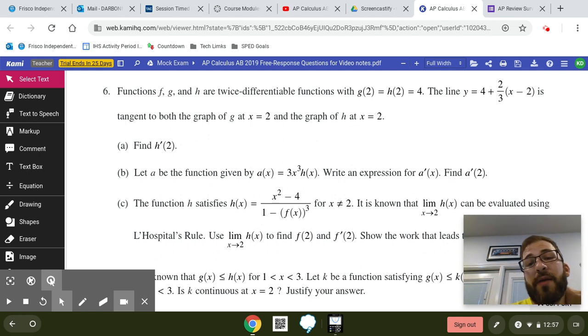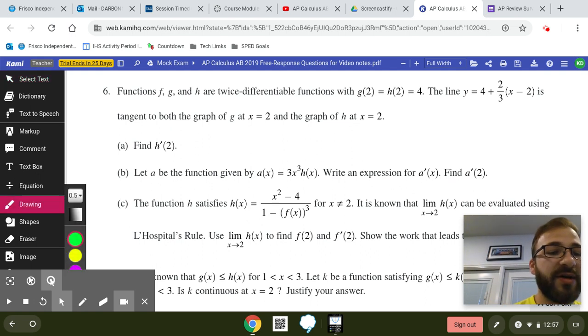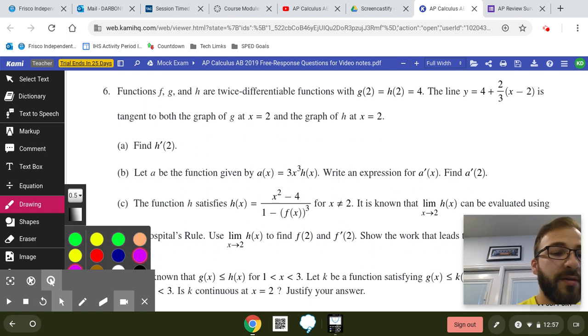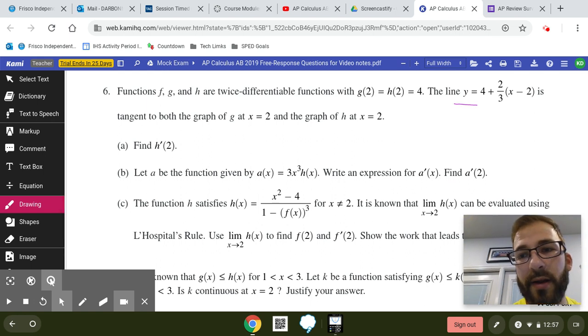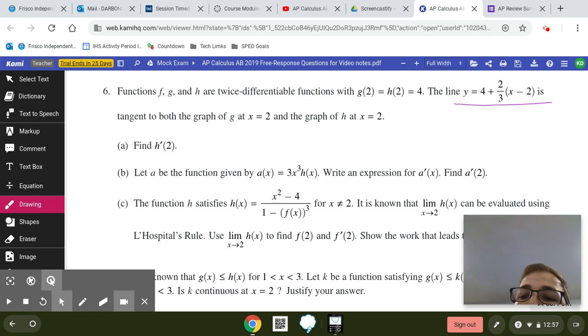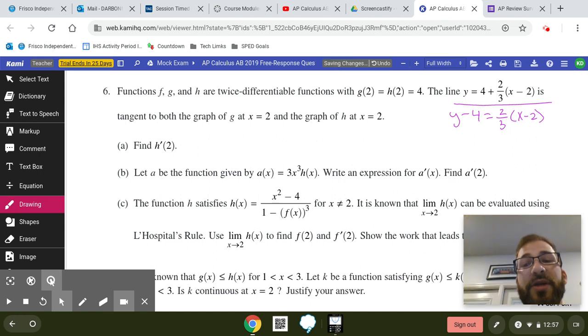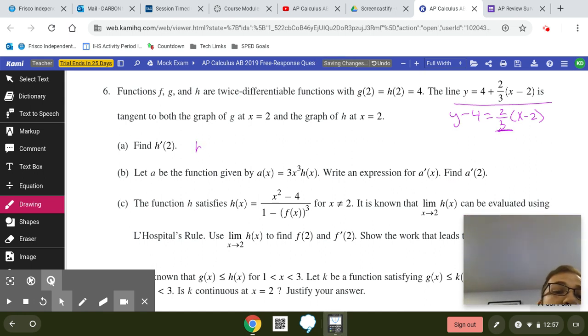Okay, so h prime is the derivative of h. So the derivative is equal to the slope. Well, they gave us a tangent line equation right here. Nice and convenient. Your tangent line equation is always y minus y1 equals m times x minus x1. So if you just move that 4 over, it's the same thing we're used to. Well, right there's m, which is your slope. So what's h prime of 2 equal to? H prime of 2 is equal to 2/3.